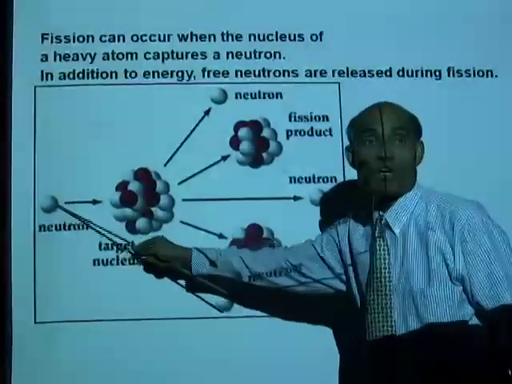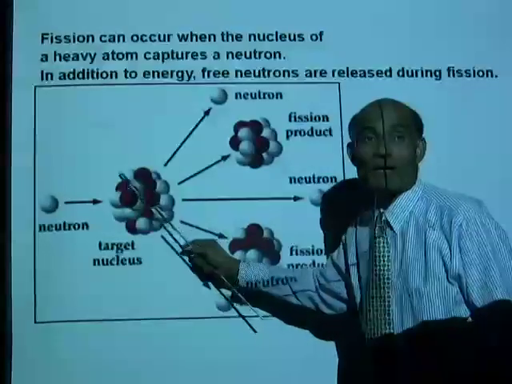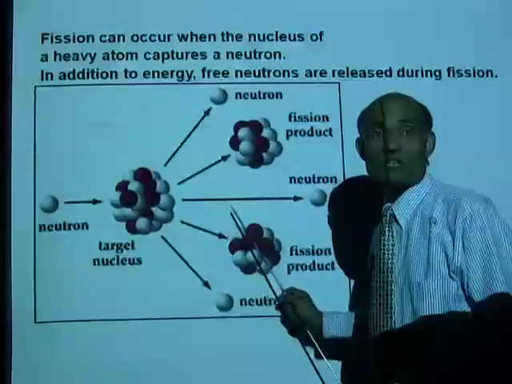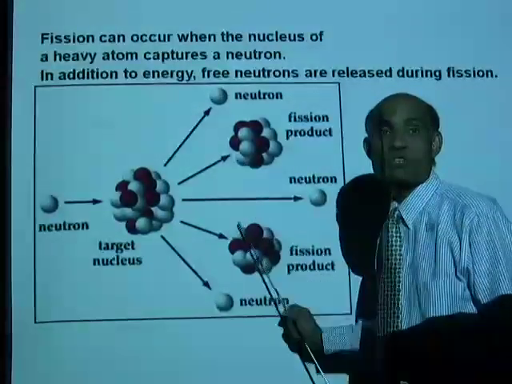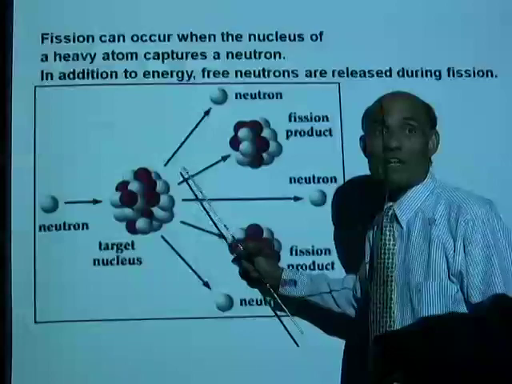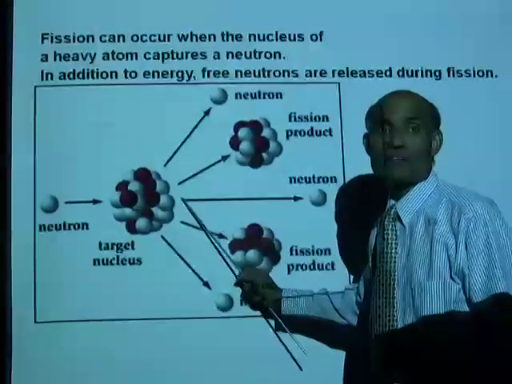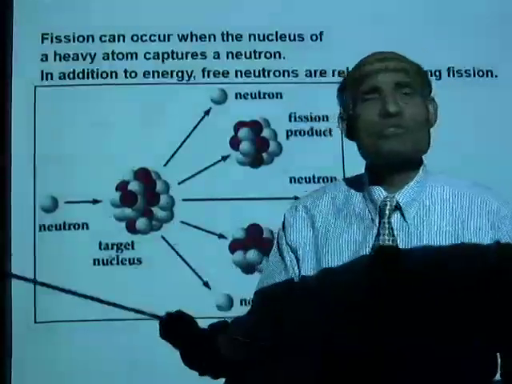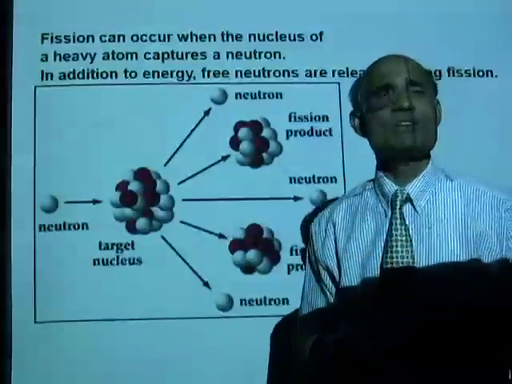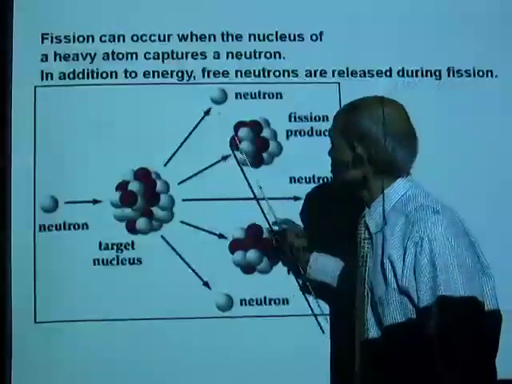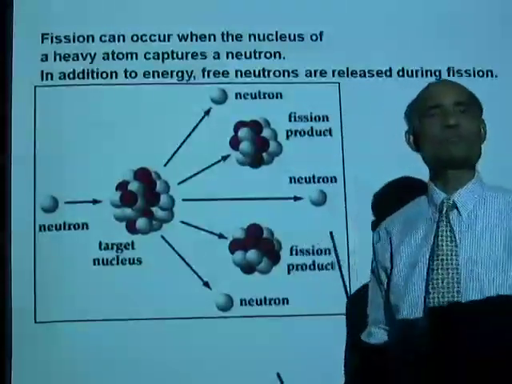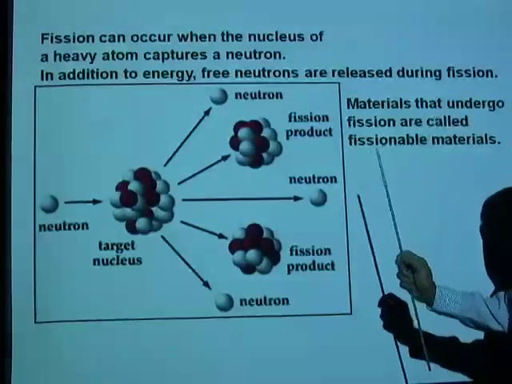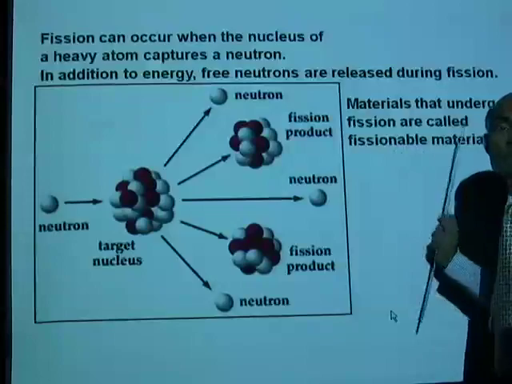So if a neutron is captured by a fissionable nucleus, it splits into two pieces. We call them fission products. And free neutrons are also released, on an average sometimes 2 neutrons, sometimes 3 neutrons. We would say on an average 3 neutrons are released per fission. Now, materials that undergo fission are called fissionable materials.